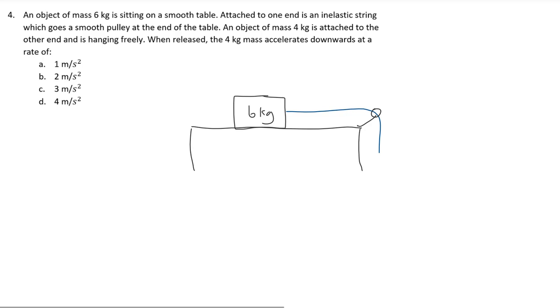On the other end of the string hanging down from the table is an object of mass 4 kilograms. When the system is released, the 4 kilogram mass that is hanging from the string will naturally begin to fall. As this 4 kilogram mass is attached to the other mass, that other mass will also begin to move. Both of these objects will accelerate, and we are asked to find the acceleration.